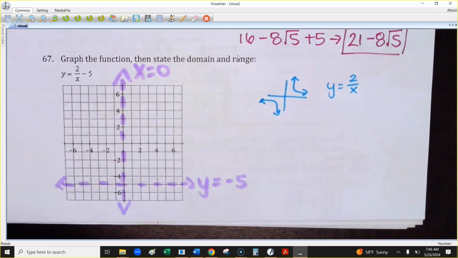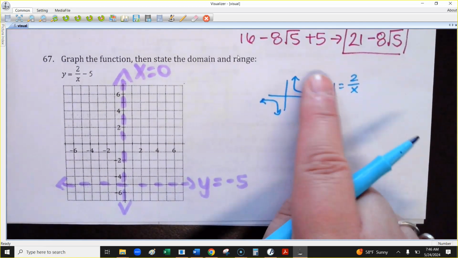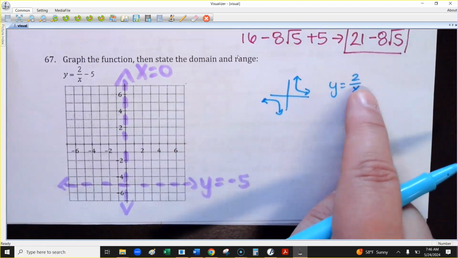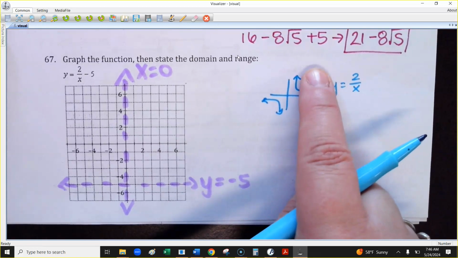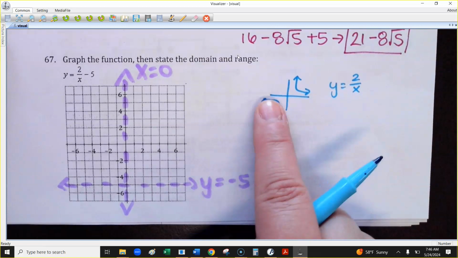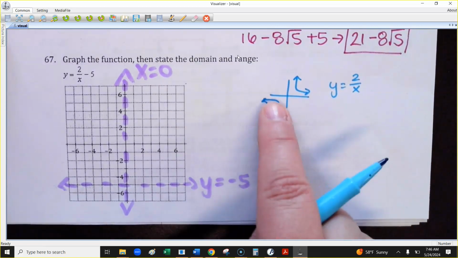The reason for that, like if my x value is positive, right? I'm on this side of the graph. If my x value is positive, I'm doing a positive number divided by a positive number, so that makes the y value a positive number. If I plug in a negative value for x, which would be over here on the graph, you'd have a positive number divided by a negative, which would create a negative y value. So that's why the branch is down here.